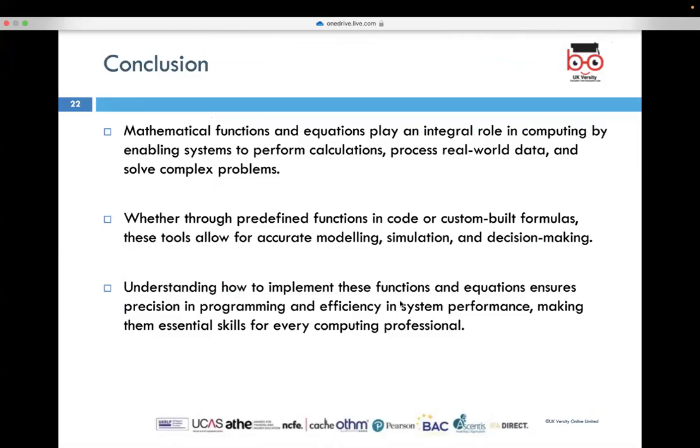The conclusion is that mathematical functions and equations play an integral role in computing by enabling systems to perform calculations, process real-world data, and solve complex problems, whether through predefined functions in code or custom-built formulas. These tools allow for accurate modeling, simulation, and decision-making. Understanding how to implement these functions and equations ensures precision in programming and efficiency in system performance, making them essential skills for every computing professional.